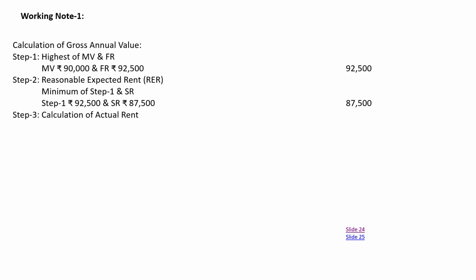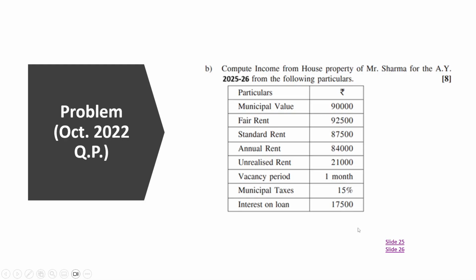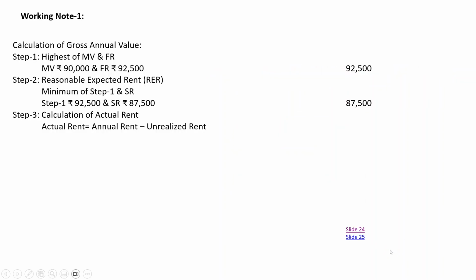Now in the next step we have to find out the actual rent. How to find out the actual rent? Actual rent is equal to annual rent minus unrealized rent. The annual rent given in the problem is 84,000 and the unrealized rent is 21,000. Put both the values there. So annual rent 84,000 minus unrealized rent 21,000, we get the actual rent 63,000.